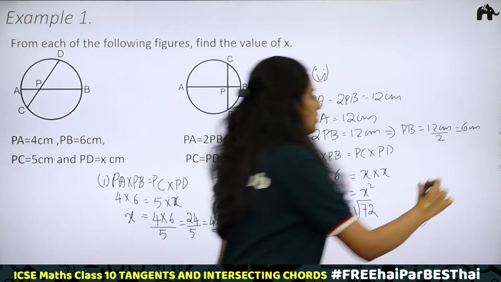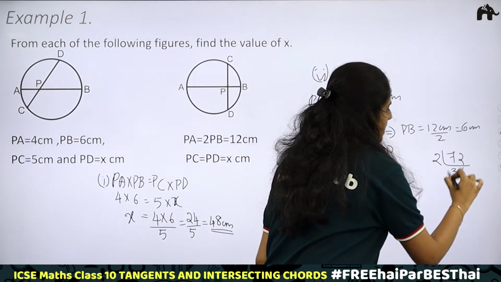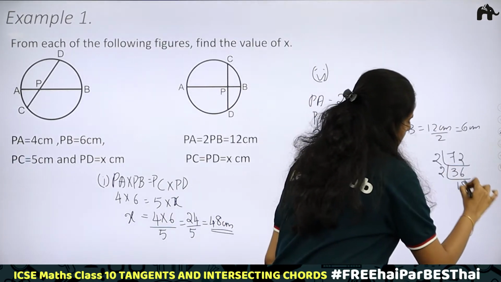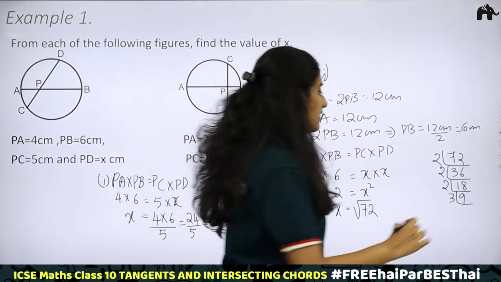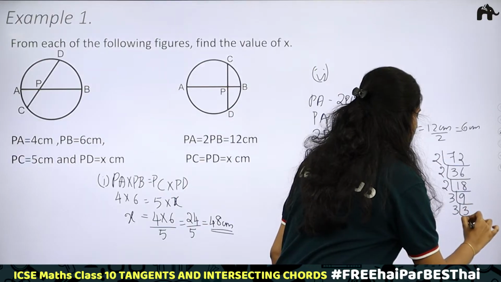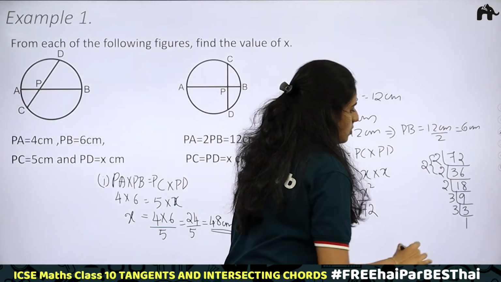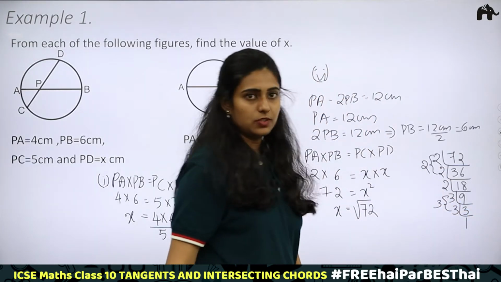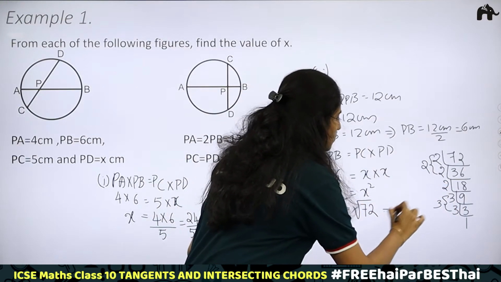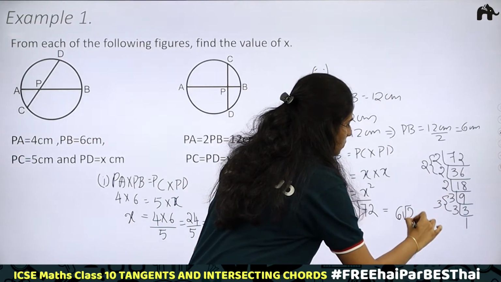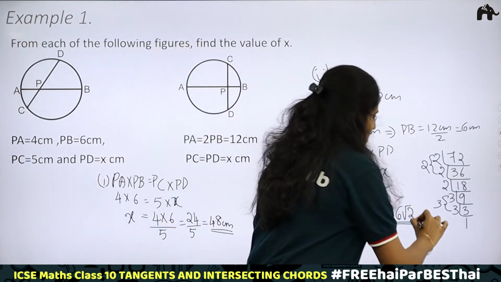How to find the root of 72? 72 can be divided by 2. We get 36. 36 again divided by 2. We get 18. 18 by 2 is 9. 9 divided by 3, we get 3. 3 by 3, 1. Now pairing. 2 and 2 can be paired. We get a 2. 3 and 3 pairing, 3. 2 into 3 is 6 and we have a 2 alone. Therefore, this is 6 root 2. So the root of 72 is 6 root 2. 6 root 2 centimeters.